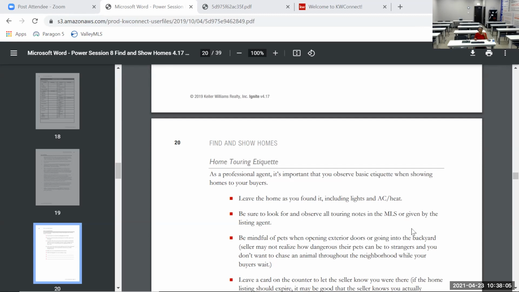So please make sure that you're reading all the agent remarks. And even though we're not talking about sellers, if you get listings, please make sure that you put in the remarks any pertinent information that another agent would need to know.